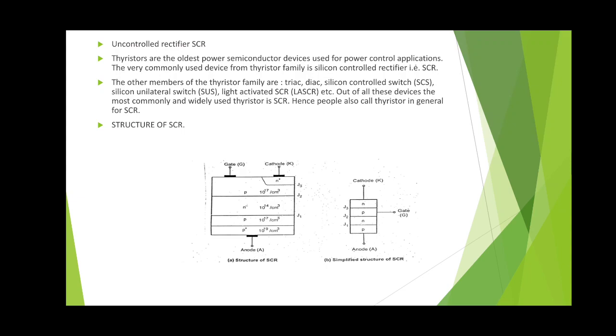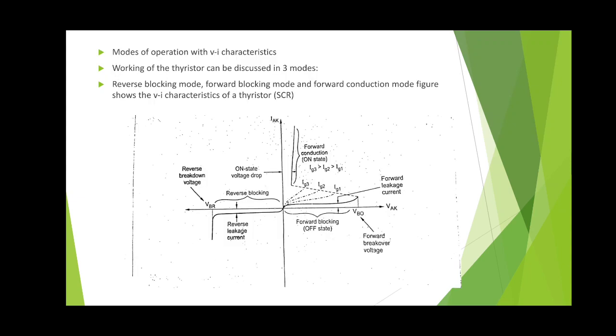The next P layer, having doping level of 10 to the power 17, forms the gate of the SCR. The width of this layer is 30 to 1000 micrometer. The N plus layer, doping level is 10 to the power 19 per centimeter cube, forms the cathode of SCR. So that was the simplified structure of the SCR.